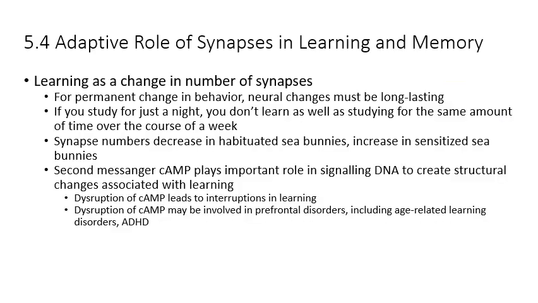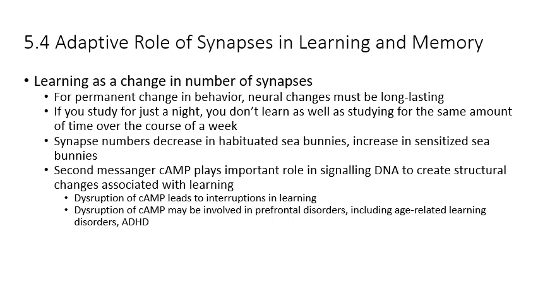Learning can also be conceptualized as a change in the number of synapses. So for a permanent change in behavior, structural changes have to happen. So neural changes have to be long-lasting. If you study for just one night, you don't learn as well as studying for the same amount of time over the course of a week, because if you study over a long period, structural changes happen. Synapse numbers decrease in the habituated sea bunnies and increase in the sensitized sea bunnies, for example.